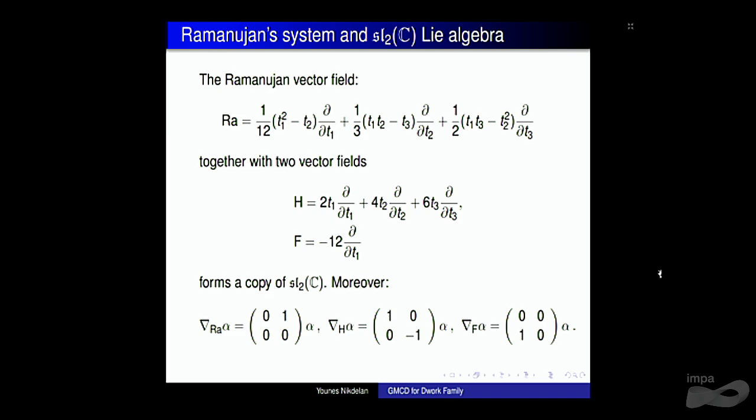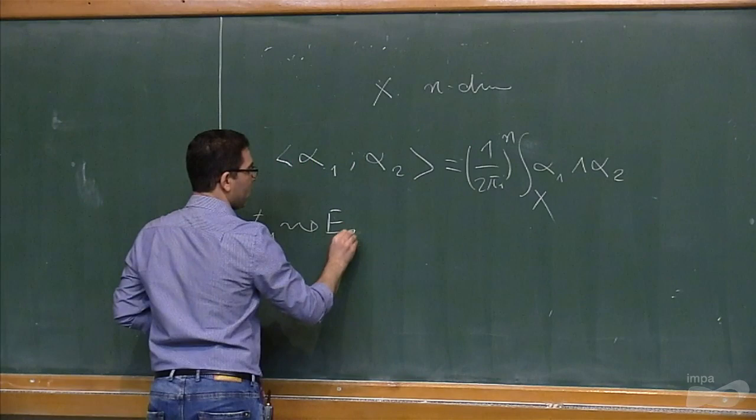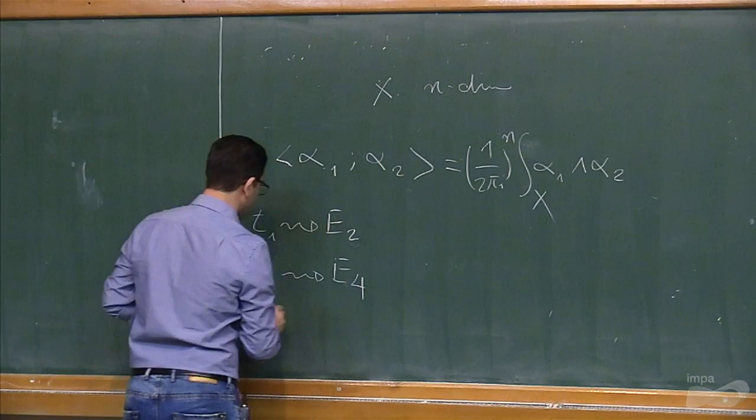Another fact that we know about the Ramanujan vector field is that if we write the Ramanujan vector field in this way that we have here, and we take this vector field and this constant vector field, then these three vector fields construct a copy of the Lie algebra SL2C. Again, if you pay attention here, the solution T1 is E2, T2 is E4, and T3 is E6.